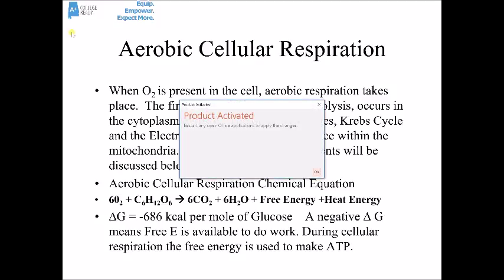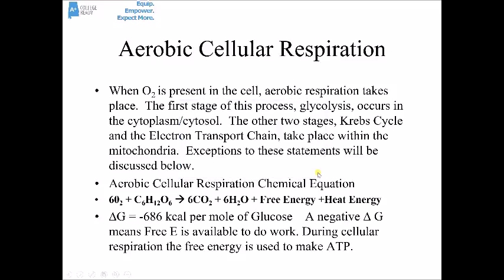We'll first talk about the aerobic version of cellular respiration. When oxygen is present in the cell, aerobic respiration takes place. The first stage of the process is glycolysis. It occurs in the cytoplasm or the cytosol. And the other two stages, the Krebs cycle or citric acid cycle and the electron transport chain, take place within the actual mitochondria. We'll talk about some exceptions to this later on.